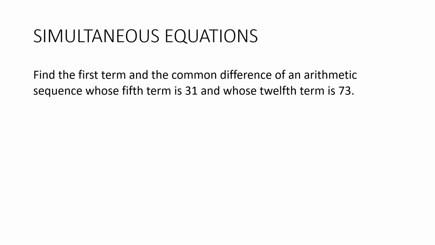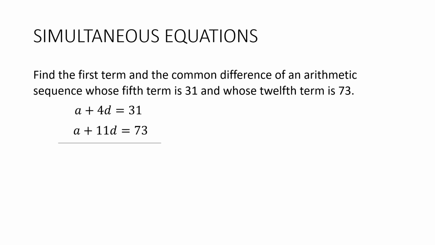What we're going to do is use our formula to set up 2 equations. So here's the first one. The 5th term, and that's going to be A plus 4D, because this is n minus 1, is equal to 31. Here's the second equation. The 12th term, which is A plus 11D, is equal to 73. All right, there's our simultaneous equations.